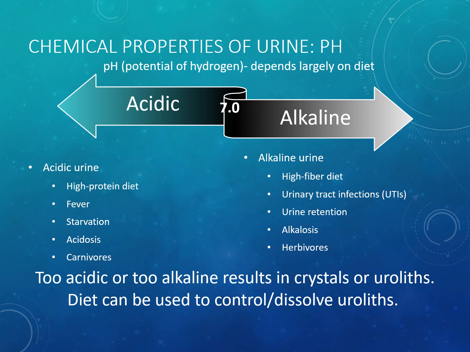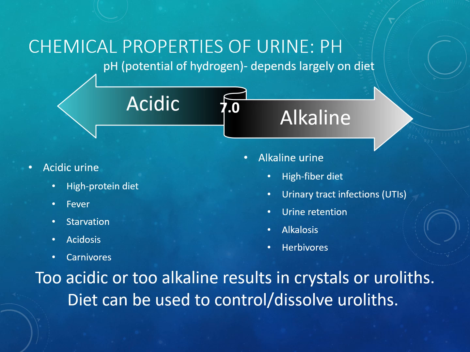So we discussed herbivores are more likely to have alkaline urine and carnivores are more likely to have acidic urine. Omnivores who eat both, it really depends on what they're ingesting. When the urine becomes too acidic or too alkaline, this can result in different types of crystals or uroliths. Uroliths is another word for stones. So the different types of stones, depending on what they're comprised of, form in different types of urine.